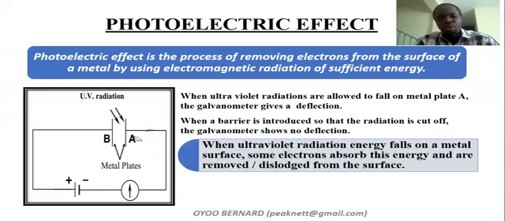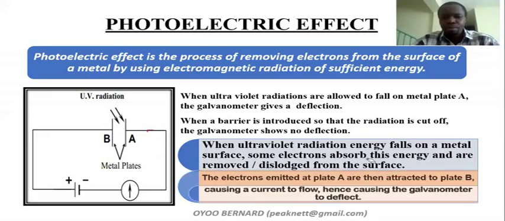Yes, so this is it. When ultraviolet radiation energy falls on a metal surface, the electrons on this metal absorb the energy, and what follows is they are removed or dislodged from the surface. The electrons emitted at plate A are then attracted to B, causing current to flow, hence the galvanometer deflects. There is a point to note, however.